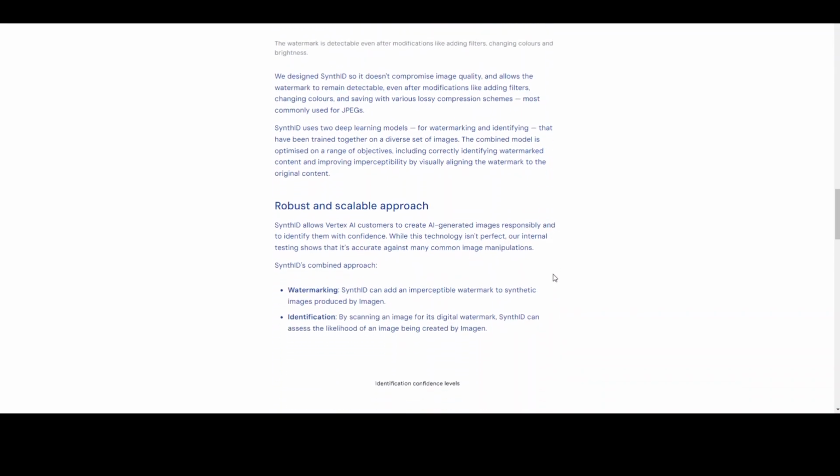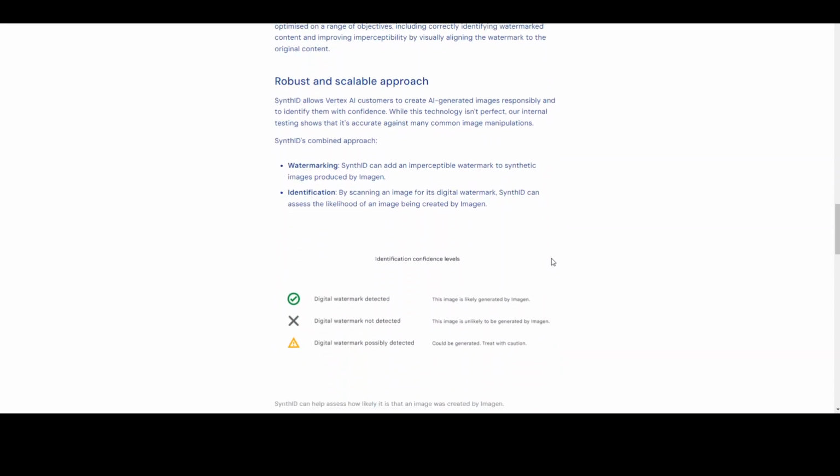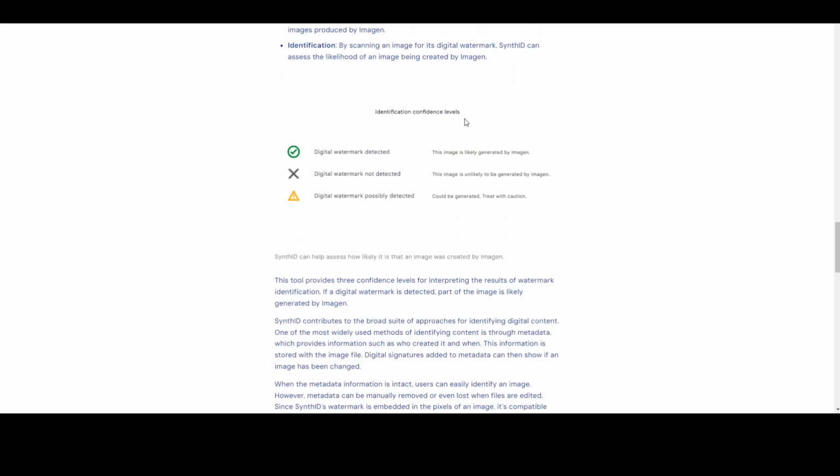Similarly, there are different approaches there. For instance, there are three confidence levels. The first one is that SynthID would be 100% sure that a digital watermark is detected, so it is likely generated by Imagen. The second one is where it is not detected, and then there is also a third level which is ambiguous, where it is not sure whether it was detected or not, but it just lets you know to treat with caution.